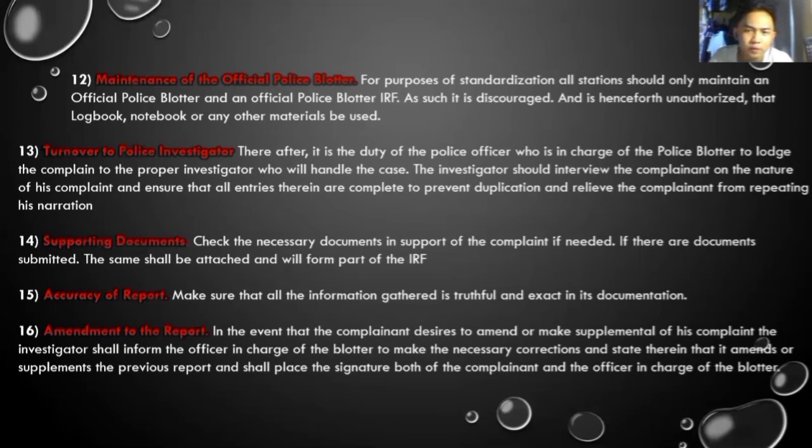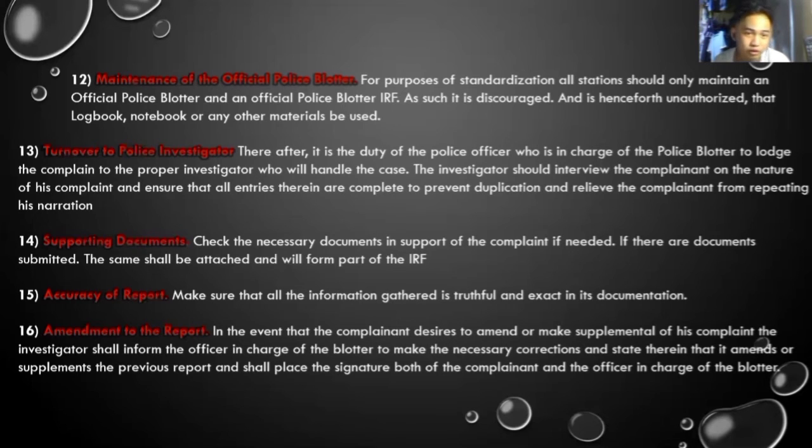13. Turn over to police investigator. Thereafter, it is the duty of the police officer who is in charge of the police blotter to lodge the complaint with the proper investigator who will handle the case. The investigator should interview the complainant on the nature of the complaint and ensure that all entries therein are complete, to prevent duplication and relieve the complainant from repeating his narration. Tungkulin ng duty officer na ibigay yung complaint dun sa police investigator at kailangan kumpleto para maiwasan yung pagdaragdag at pagbawas sa information.